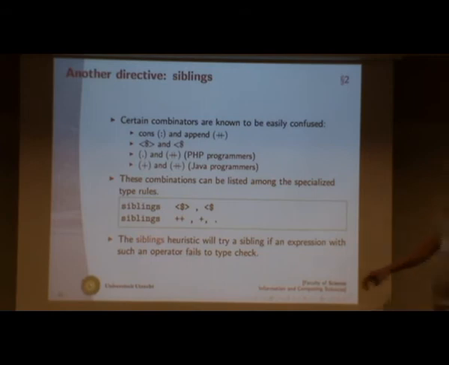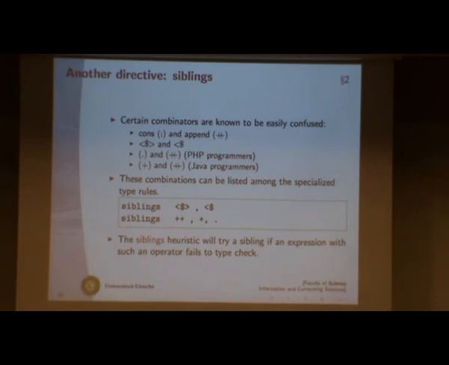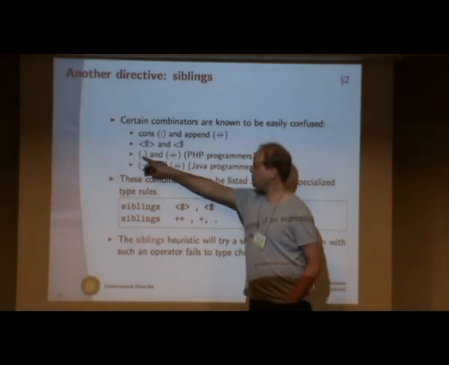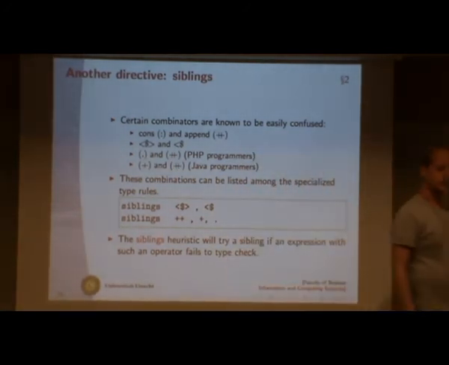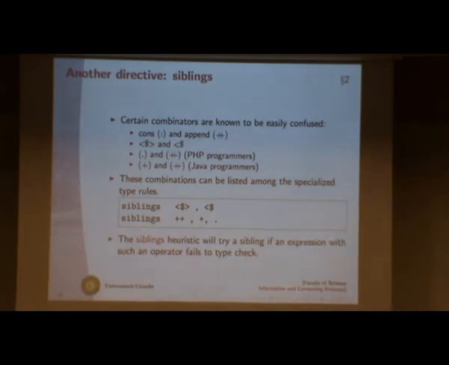Another example is when PHP programmers come to you and they say, we want to learn about Haskell. Evangelize it. So what you could say, well, they are probably used to writing dot for string concatenation, because that's what they use, right? But for us, it's function composition. So you could say, well, ++ and dot are siblings, and then it will suggest these things as well.